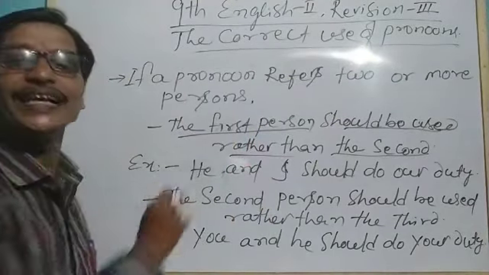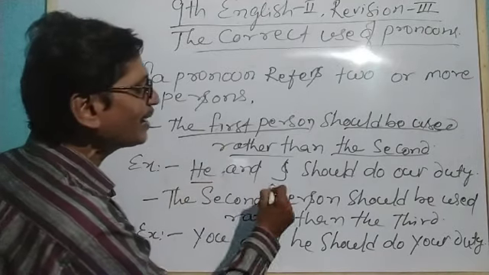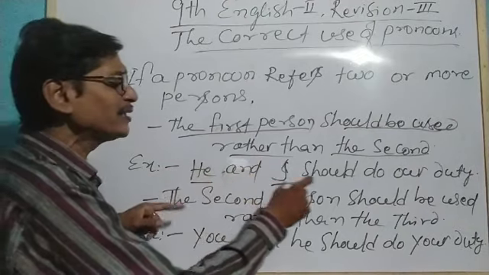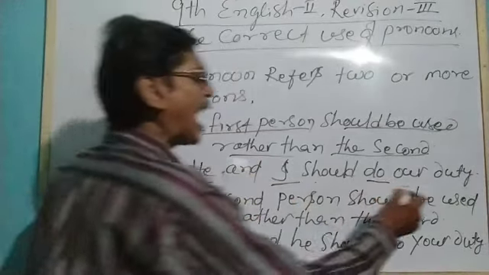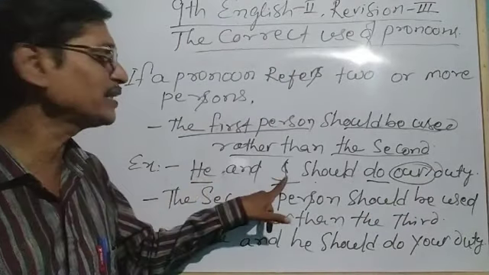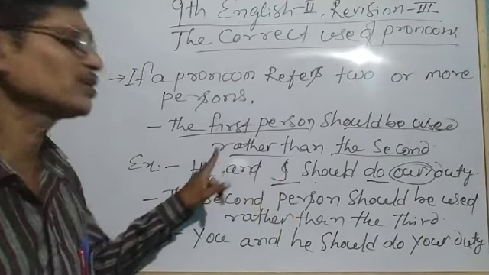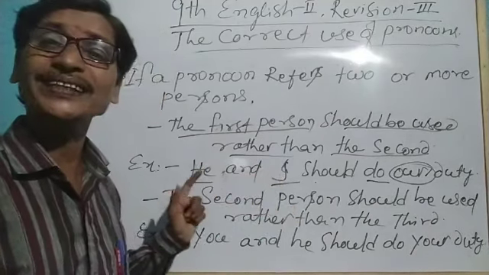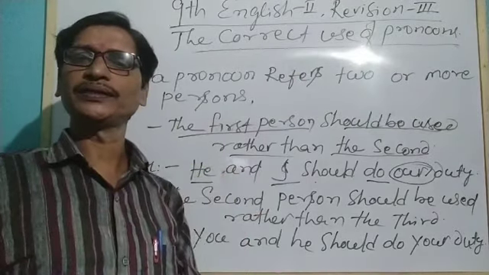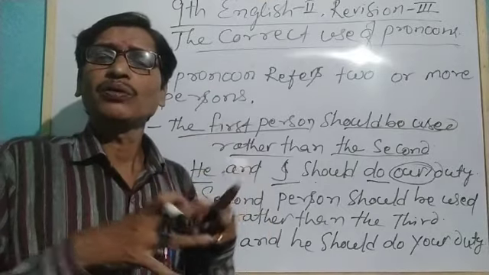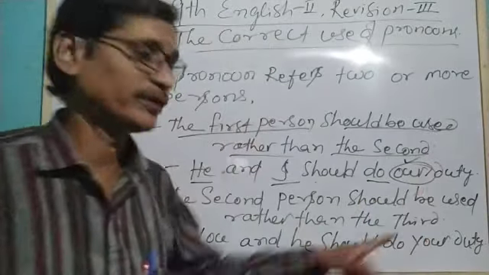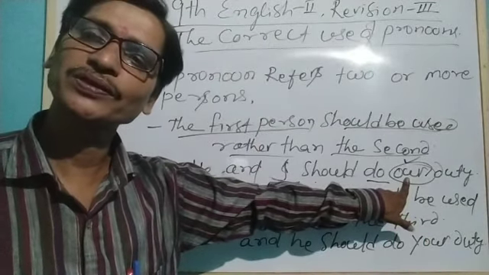You should see, here is an example given. He and I, two persons are referred. He and I should do our duty. So here you see the third person is given as well as the first person. So in that case what happened? He and I do our duty. When he and I mixed, it became we, and the pronoun is our duty. Here our is the first person.